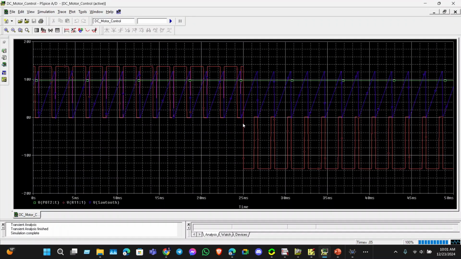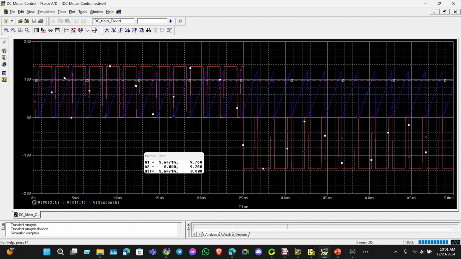Here, after 25 milliseconds, we are changing the direction of our switch, so the pulse width modulation at first goes from 0 to a certain voltage, which we can see is about 13 volts, and from 25 milliseconds to 50 milliseconds it reverses, so the direction of the motor will also reverse.